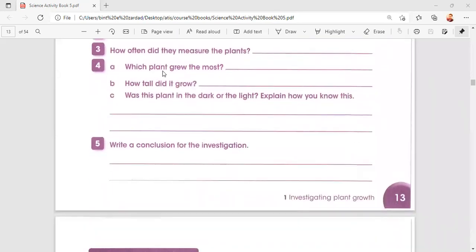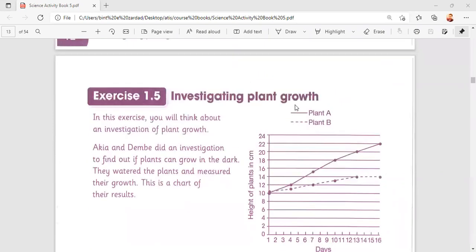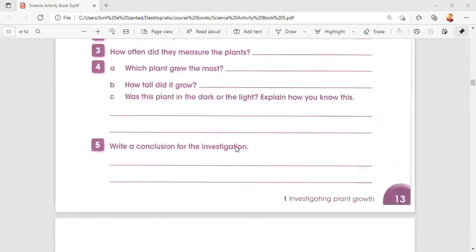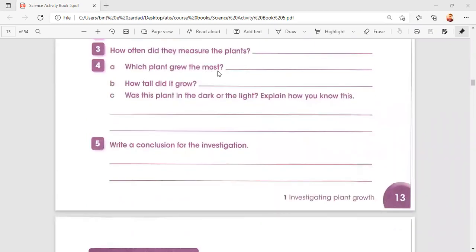Question number 4. Which plant grew the most? You can see here this line going upward, and this one means plant A. Plant A grew the most. Which plant grew the most? Plant A.